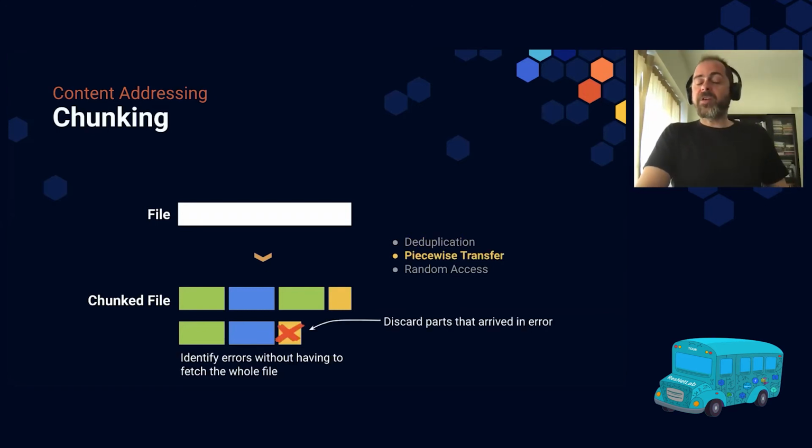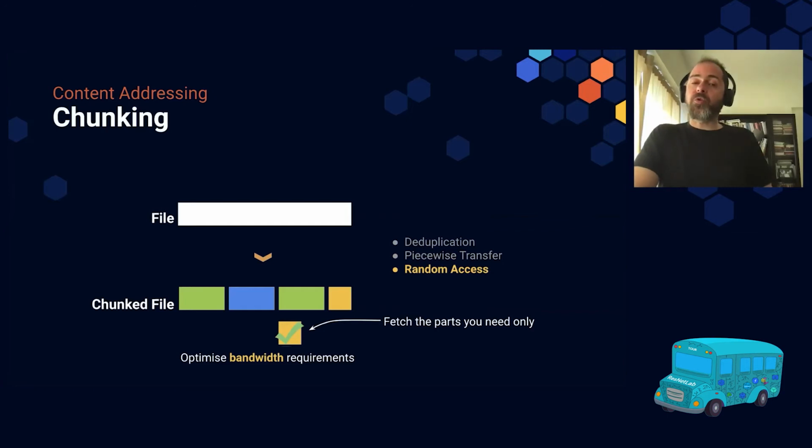What we can also have is what is called piecewise transfer. So if one part of the data that we have requested arrives in error because of some transmission error on the wire, then we can just discard this part and request again this part only, instead of having to discard all the previous parts that we have received and having to make the network transmit again the entirety of the file to our computer.